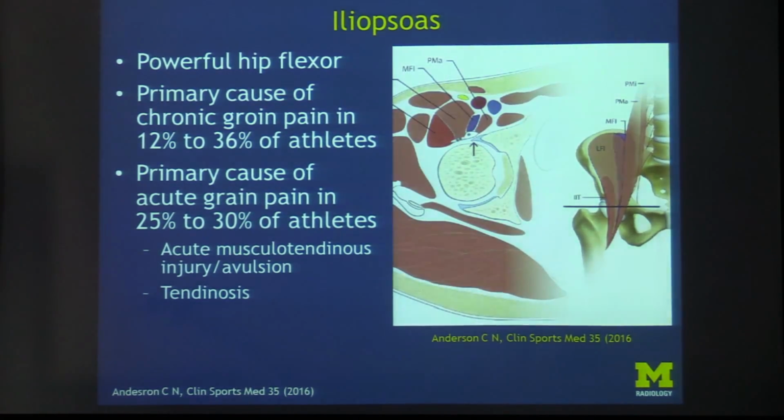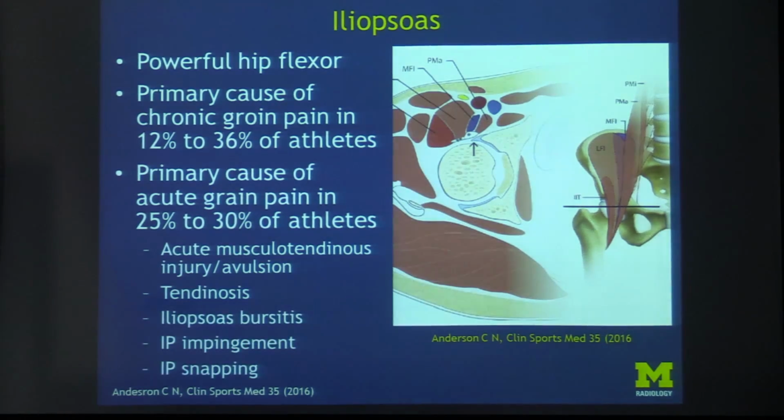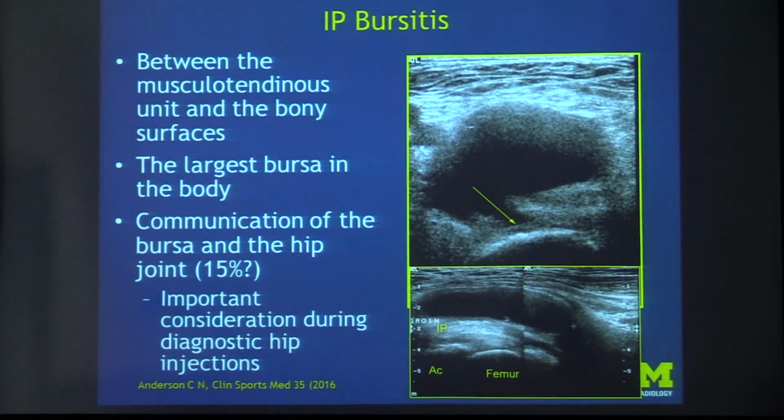Now, what pathologies do we see here? Apart from the usual acute muscle or tendon injury and tendinosis, I want to describe three specific pathologies: iliopsoas bursitis, iliopsoas tendon impingement, and iliopsoas snapping. So iliopsoas bursitis, it's a large bursa potentially between the tendon and the underlying pelvic bone and femur.